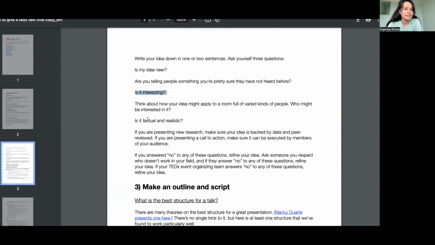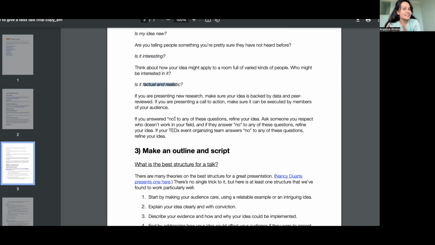Is your idea new? Is it interesting? Is it factual and realistic? So the reason that I've invited you to think about this in the context of the general audience is so that you can approach items 1 and 2 here with the right frame of mind and perspective. And then being factual and realistic, this is where your scientific articles come into play.